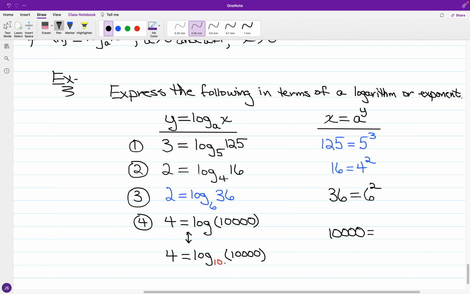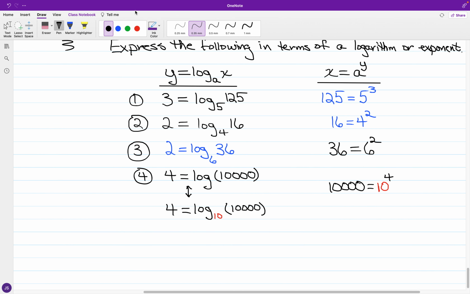And for a to the y, a, again, you have at 10. And you have to the y power, again, that's going to be 4. And it is true that 10 to the 4th is equal to 10,000.